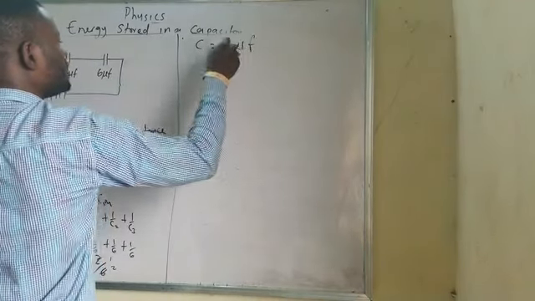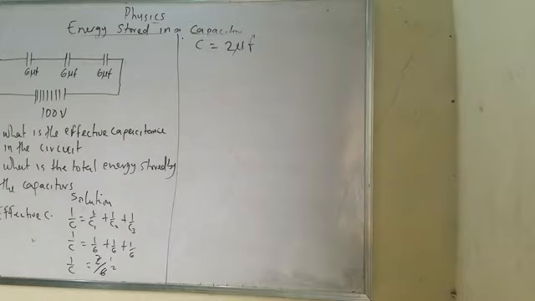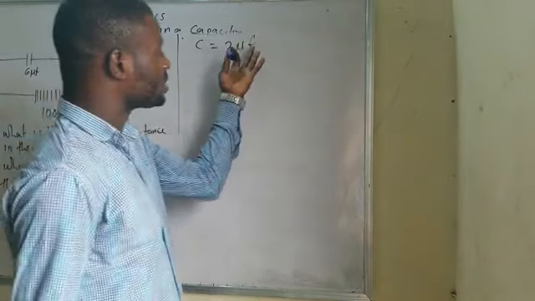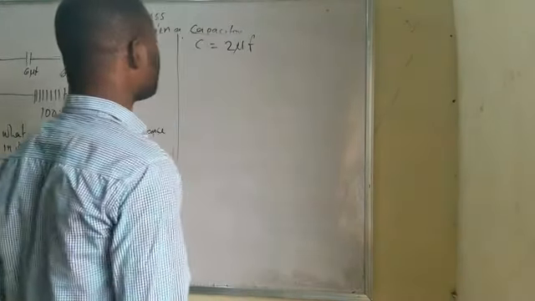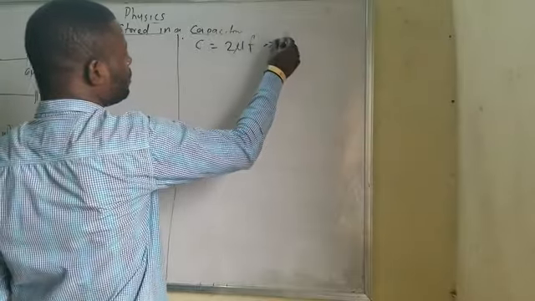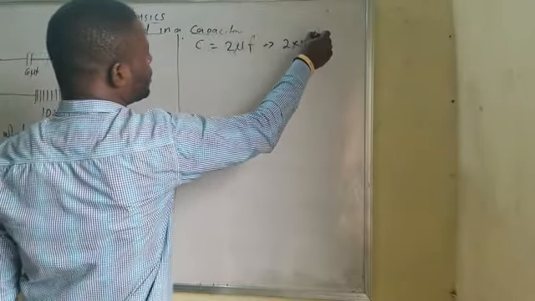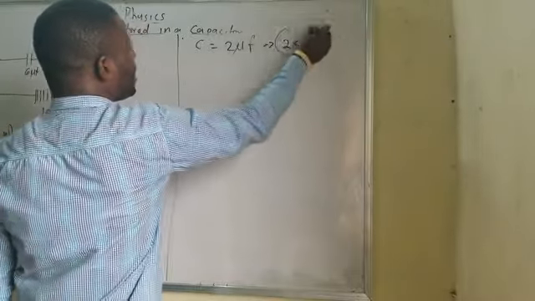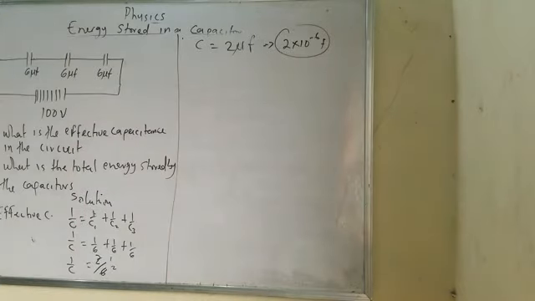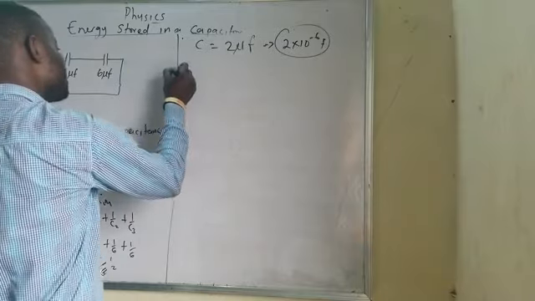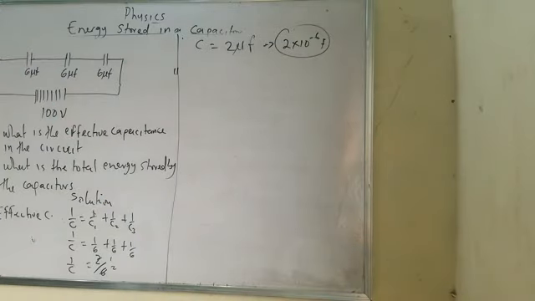This is very important. We are working in milli. If you want to convert to farad only, just multiply 2 by 10 raised to the power minus 6 farad. Anyhow you want to do it. Now, that is the first question. The second question is, what is the total energy stored by the capacitor?